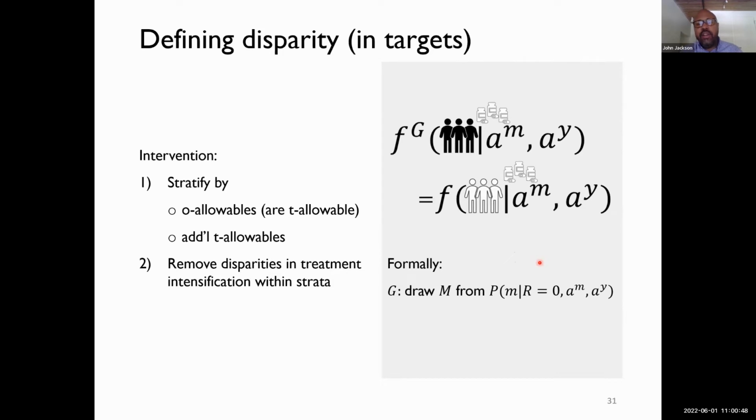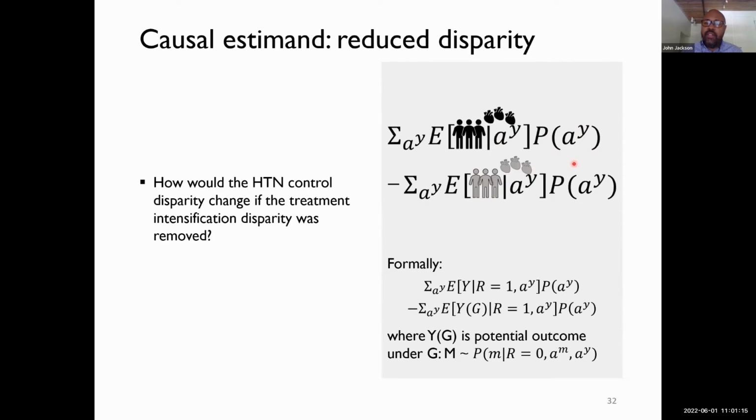So essentially, in causal decomposition analysis, it's an intervention to remove disparities and the target. And here, that's treatment intensification for those who have the same values of, say, age and sex, and also clinical factors. So both of these together are target allowable because they're used to define allowability in the target, whereas A-Y, you'll see, is used to define the disparity. So that one's only outcome allowable.